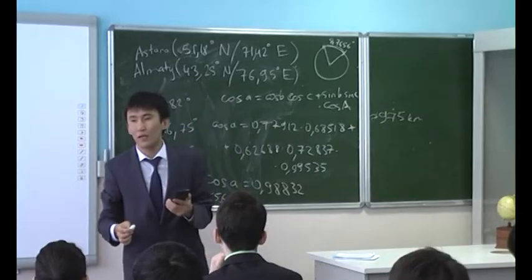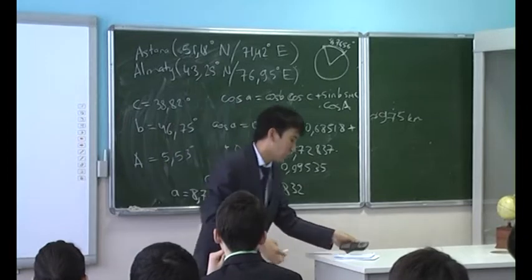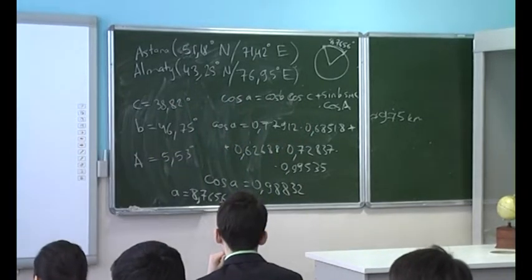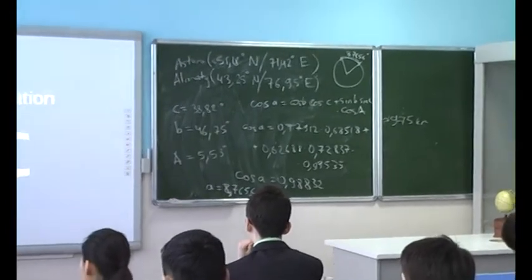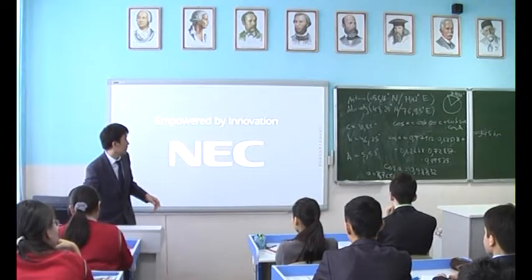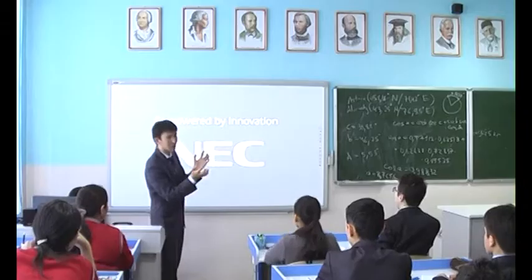Approximately this is 975. Actually, the distance between Almaty and Astana is 972 kilometers, yeah? But this one is only approximate. Why? Because as you know, the shape of the Earth is not spherical, yeah? It is called a geoid.